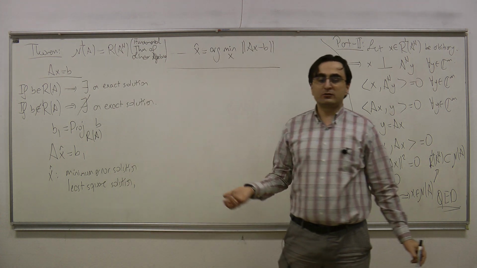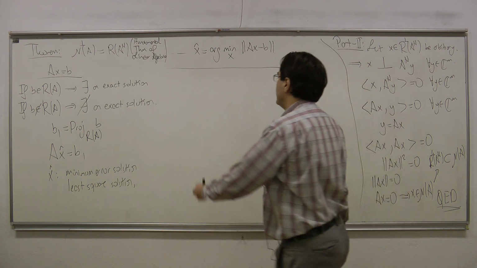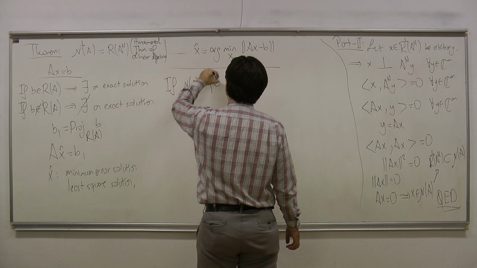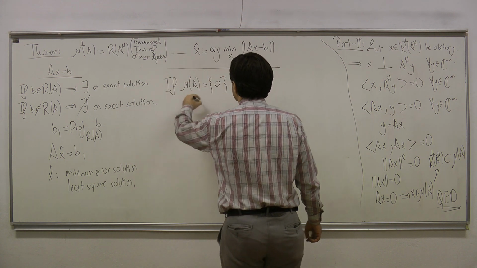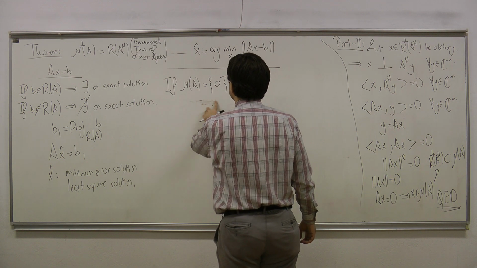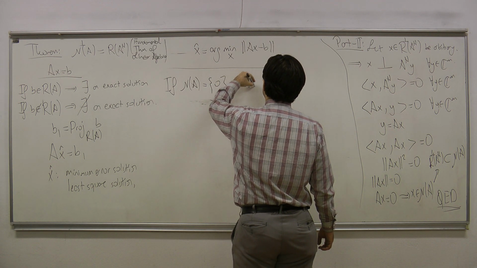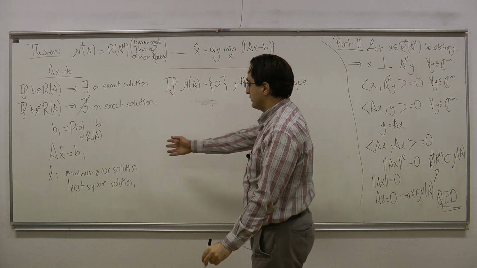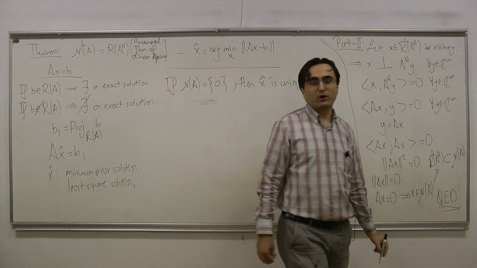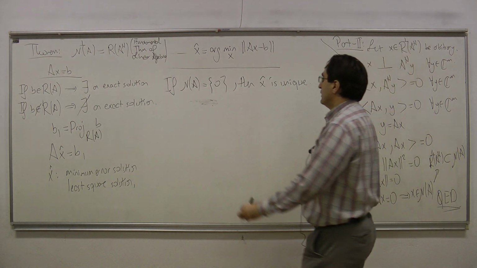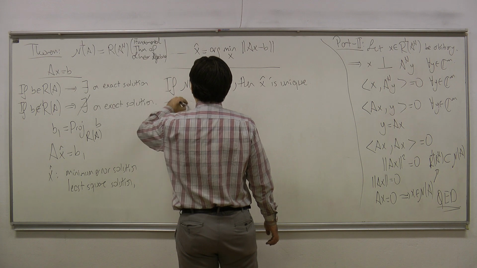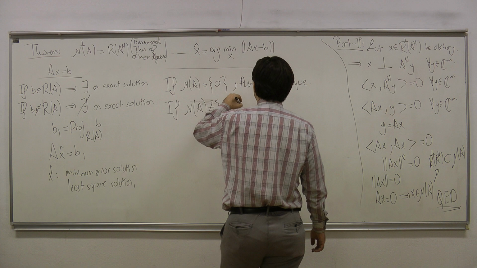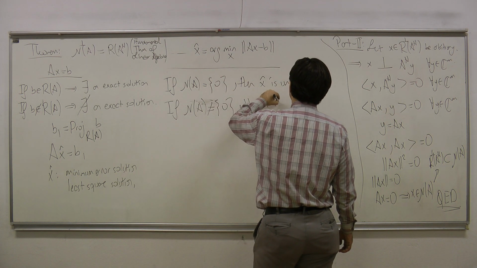So now I will go into the uniqueness. If the null space of A is only composed of the zero vector, in that case x hat is unique. It is the unique minimum error solution or unique least square solution. On the other hand, if the null space of A is not equal to the zero vector, then x hat is not unique.